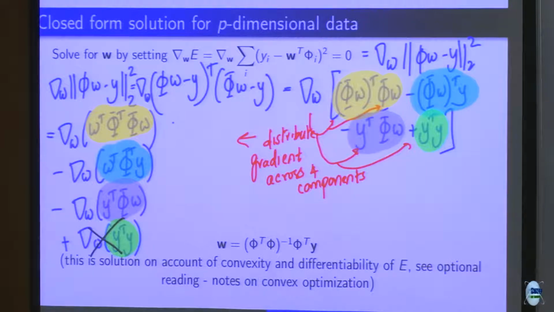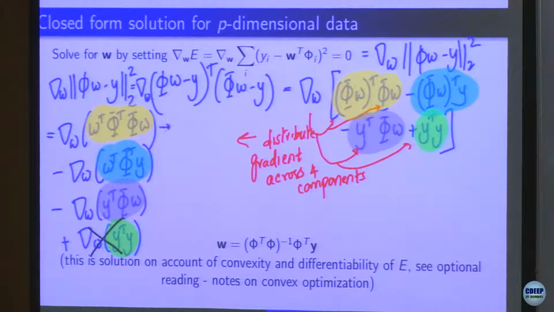Again, we will not get into details, but I'll give you some tricks. If you have the gradient with respect to W of W transpose something, a quadratic expression which also ends in W, this will just be 2 times phi transpose phi W. And this is very similar to your quadratic expressions. Think of W as a scalar. W times phi square times W gives phi square W square, and the partial derivative with respect to W would be 2 times phi square W. So it's similar to that.